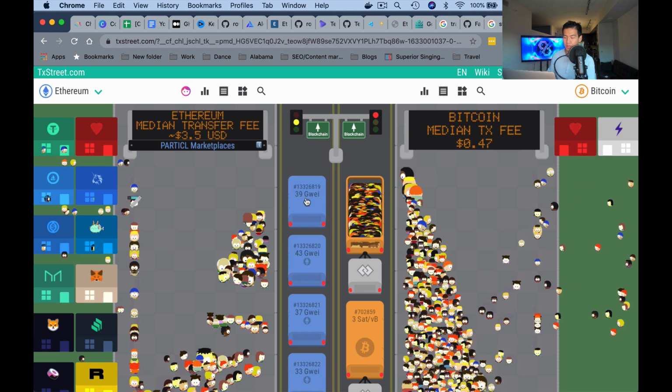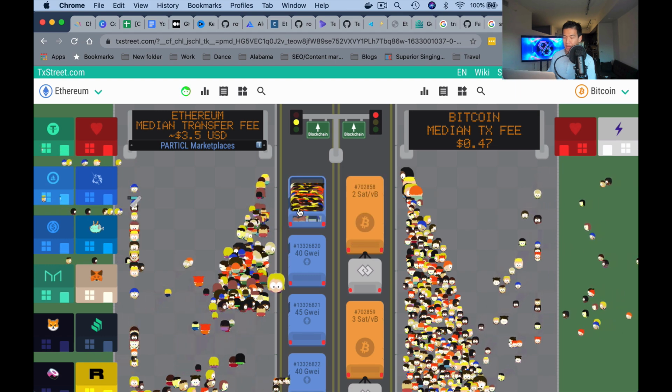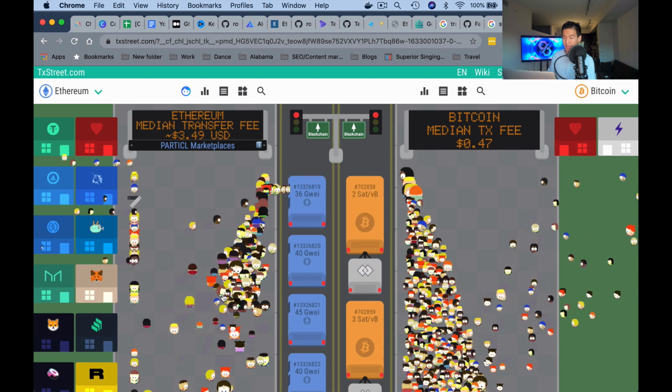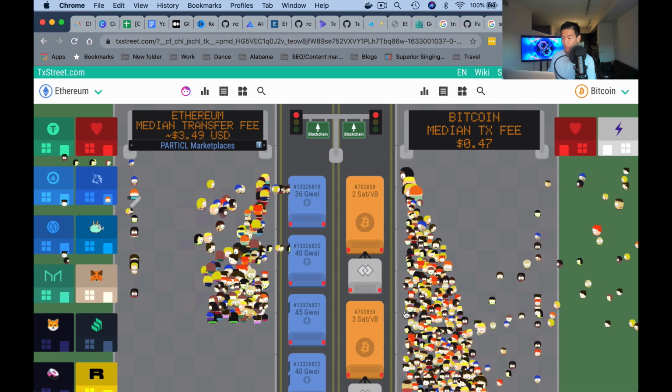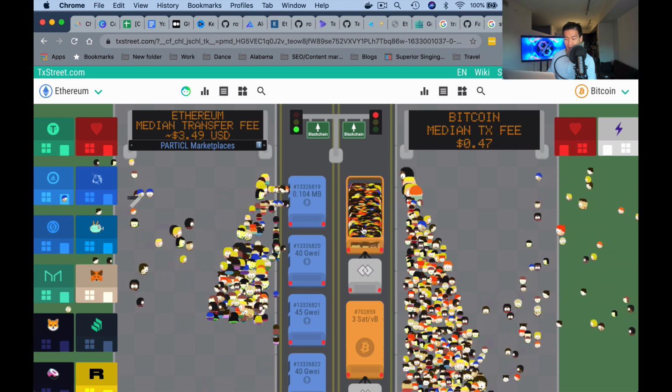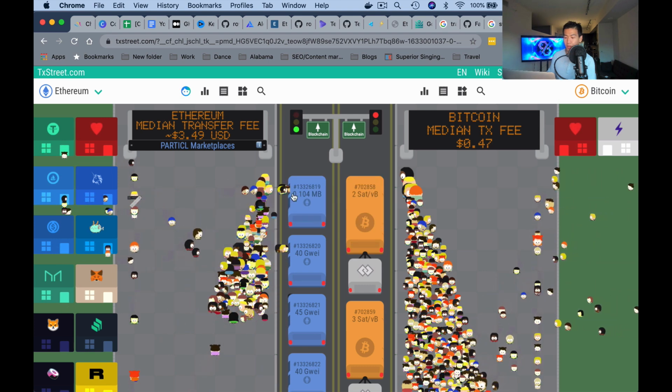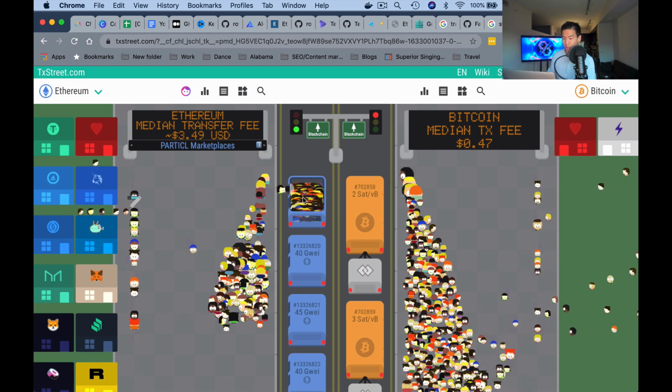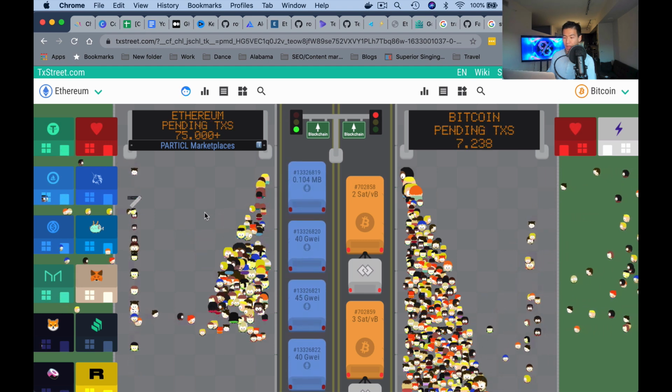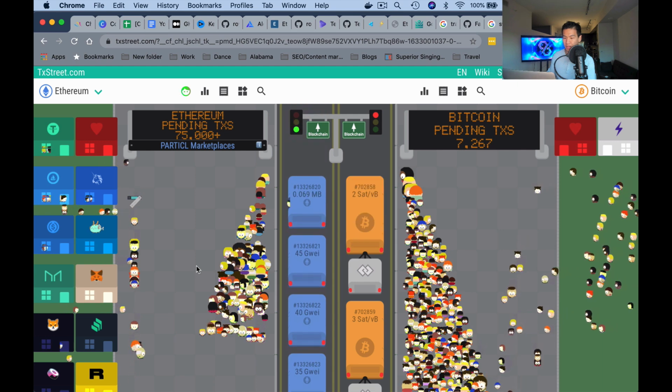You can see that these buses are really the transactions that are represented, and these South Park characters represent transactions. You can see that the lineup for Bitcoin is long as hell. But for Ethereum, it goes by pretty fast. These cars are going to be going one by one really quickly, and you can see that it just goes. This has been sitting here for a while.